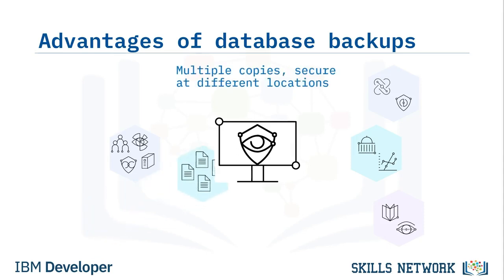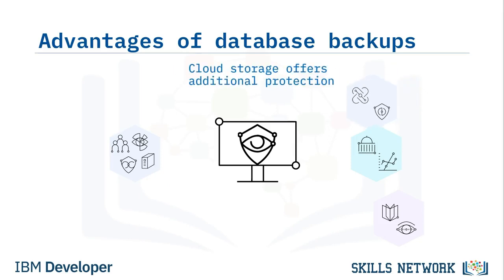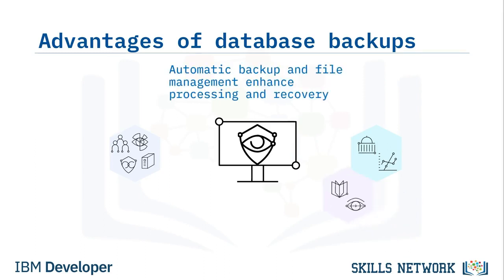Having a backup system allows access to data without time or location constraints. Multiple copies of data are kept secure at different locations, ensuring all information is preserved. Online backup services, such as cloud storage, offer additional protection for emergencies, such as natural disasters. Automatic backup and detailed file management enhance processing and recovery without needing manual effort.